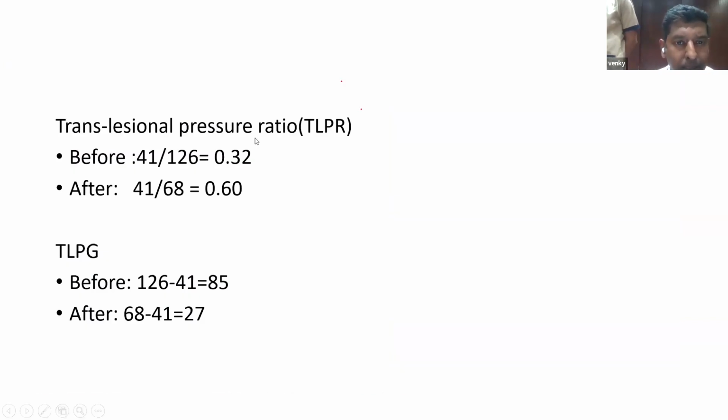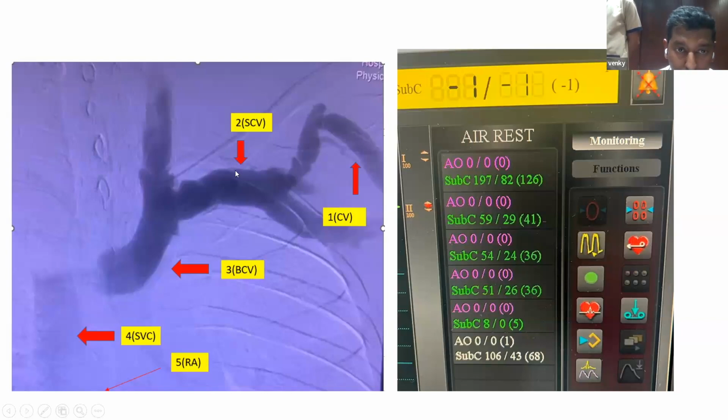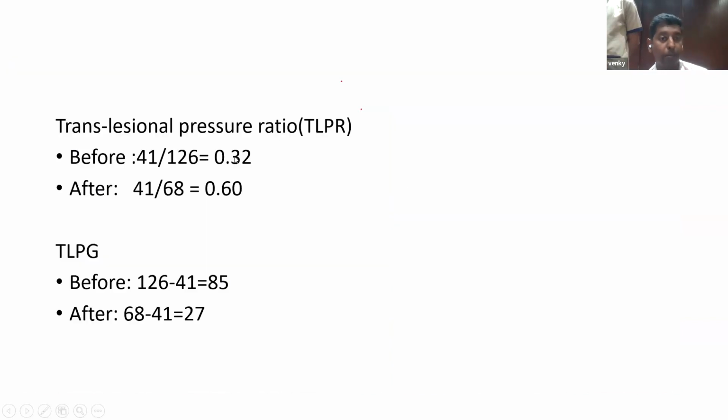The translesional pressure ratio is the ratio between the pressures on either side of the lesion. That is the pressure downstream, at number two, the subclavian vein, divided by the pressure at the cephalic vein, that is 41 divided by 126, which will be 0.3. That is the ratio before doing the stenting. And after the stenting, it became 68. So 41 by 68 is 0.6.